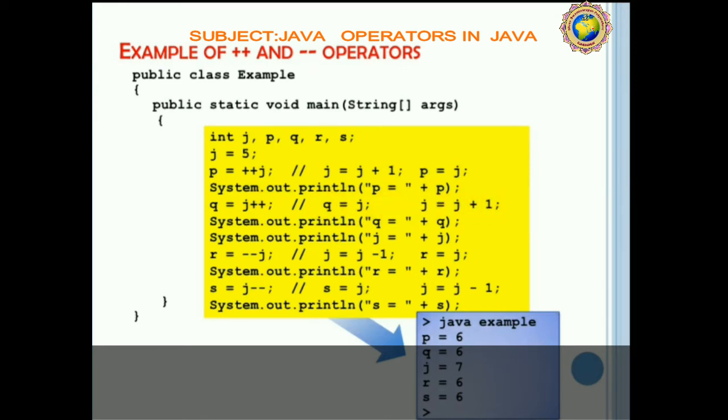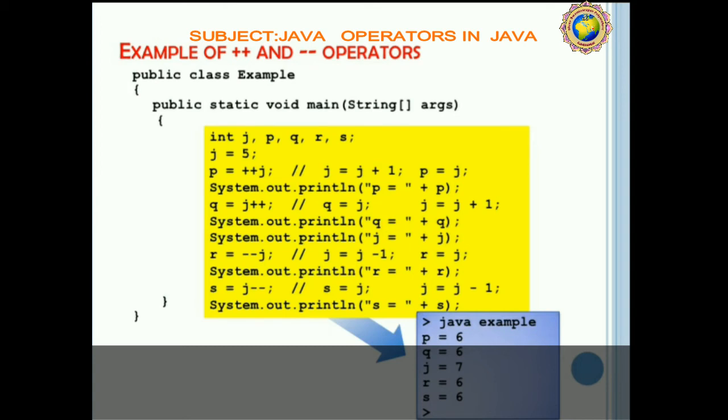So now the value of p will be printed as 6, that is 5 plus 1. Now q = j++, so first the value is printed. Here the value of j is 6, so as it is, the value of q will be 6. Now what happens to j? j = j + 1, so 6 plus 1 becomes 7. So j = 7.